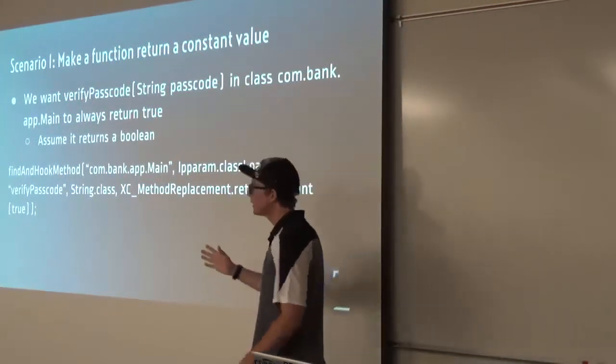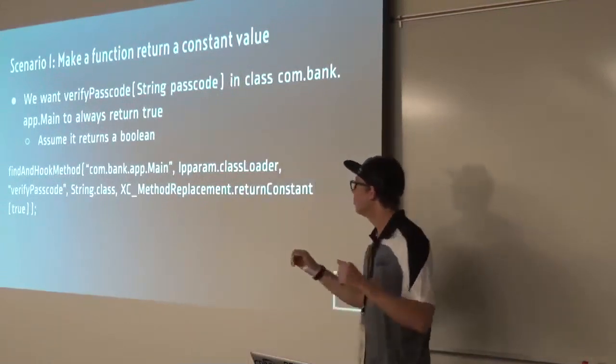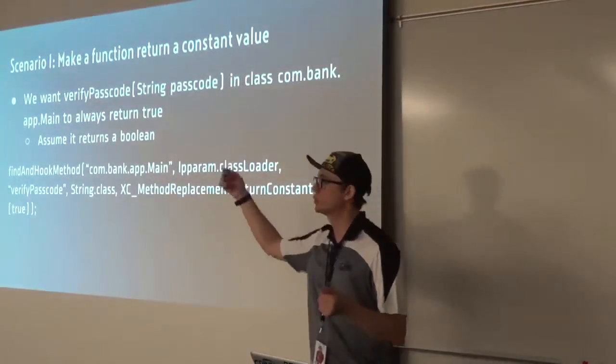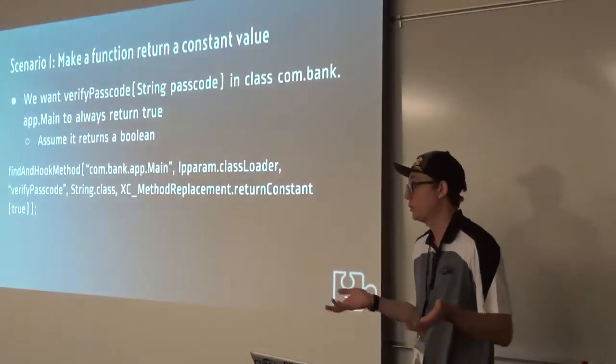And then you're using XC method replacement, so we're replacing what this function does entirely with just returning a constant. We're going to return true. All right? And what that'll do is make this function return true every time. So that's really cool.